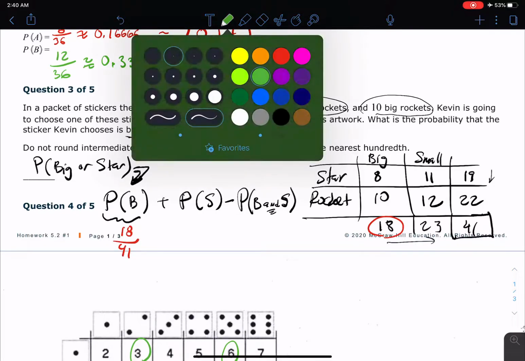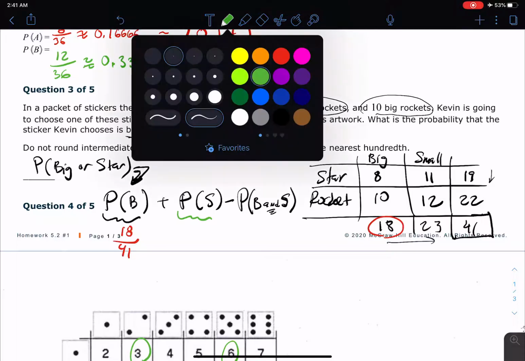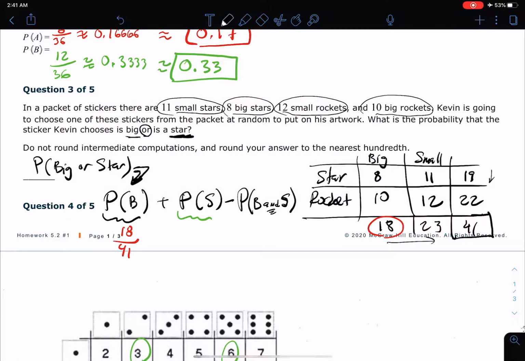And what's the probability that we get a small sticker? Well, it's not small, it's star. That's probably where I need to be a little cleaner with that. Let me make it clear, star instead of small. What's the probability of a star sticker? There are a total of 19 star stickers, so 19 out of 41.